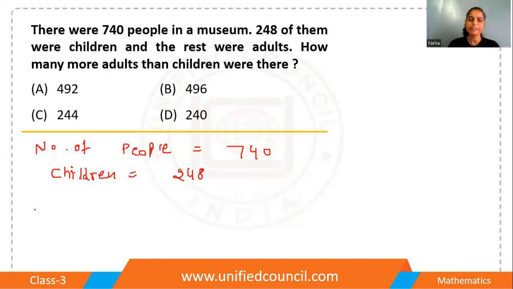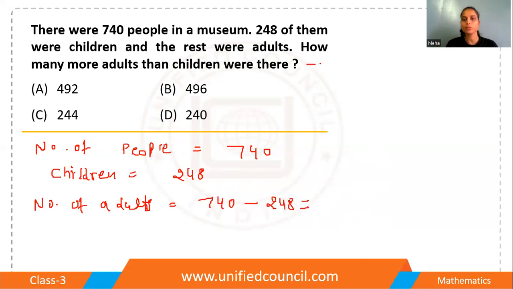So I think now I can find the number of adults. Right? So how many adults are there? Yes, we have to subtract the number of children from the total. Right? So this is 740 minus 248. Okay, let me do the calculation.